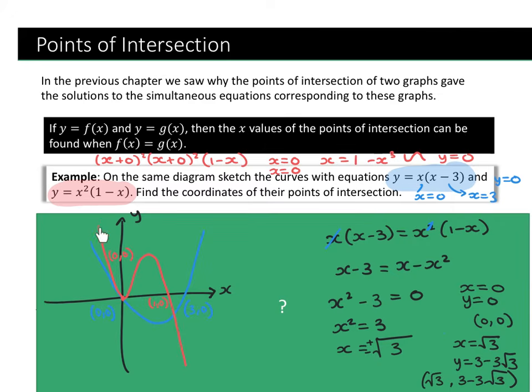This red line actually crosses here. It actually goes like that. Can you see? So that's why we have a minus root 3 as well. So really, we shouldn't be rejecting the minus root 3. We've also got minus root 3 as another coordinate. So y is going to equal minus 3 plus 3 root 3. So that's another coordinate: minus root 3 and minus 3 plus 3 root 3.